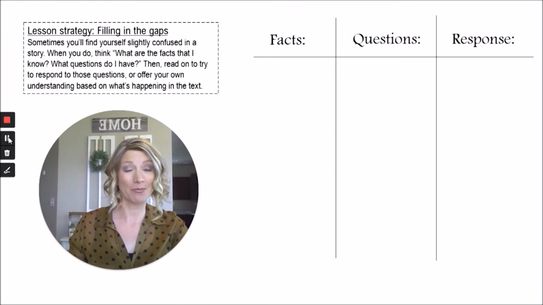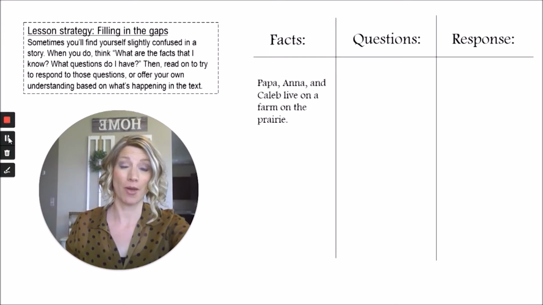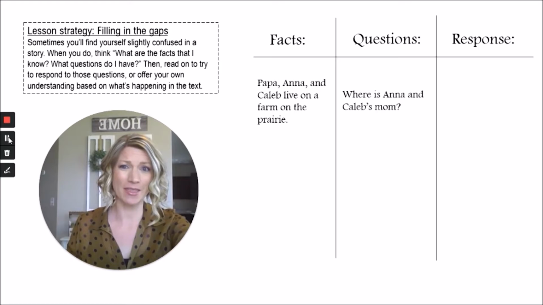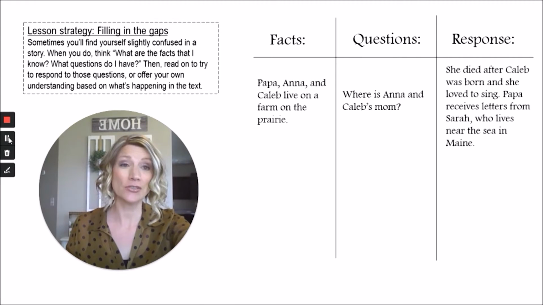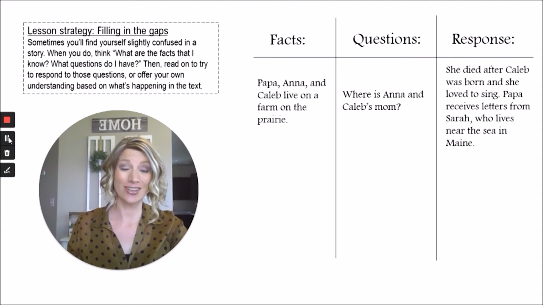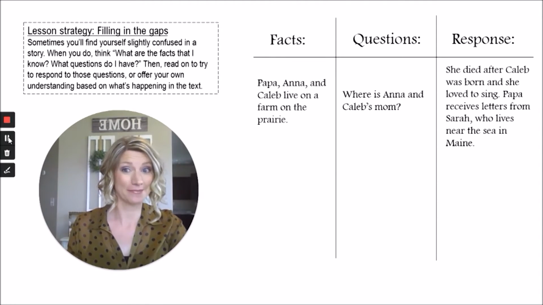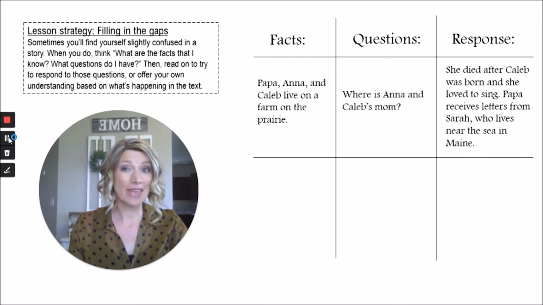Readers, I'm going to pause here because I have some questions about what we just read. The fact I know is Papa, Anna, and Caleb live on a farm on the prairie. My question is, where's Anna and Caleb's mom? Here's the response we read in the text. She died after Caleb was born, and she loved to sing. And then I found out that Papa receives letters from Sarah, who lives near the sea in Maine. These are the main characters in today's story: Papa, Anna, Caleb, and Sarah.